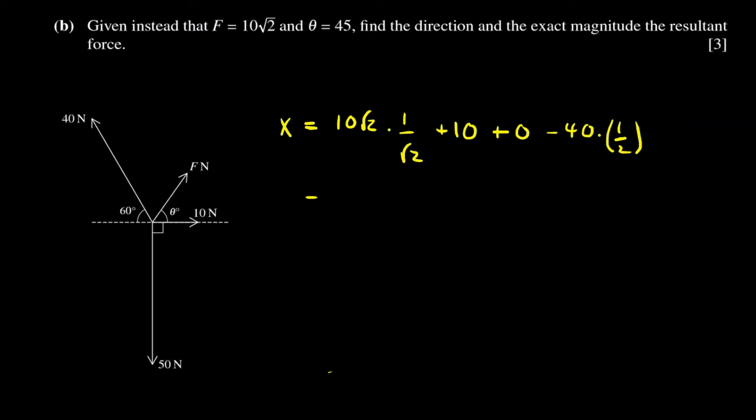Okay, if we simplify that, then the root 2's are going to cancel off. So we're going to get 10 plus 10 minus 20, and that's going to equal 0. Okay, so there's actually no horizontal component.